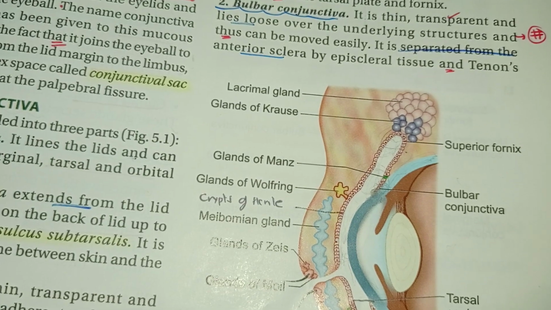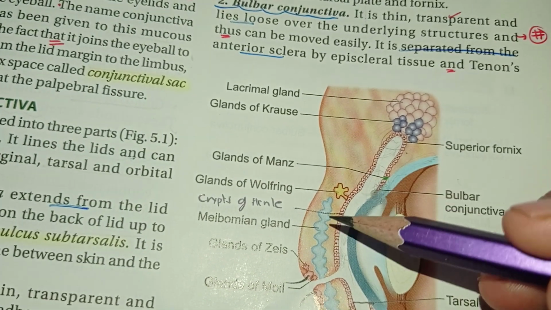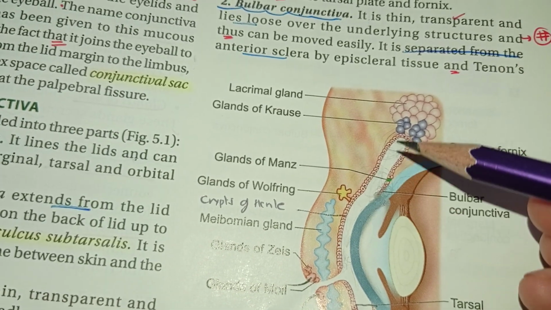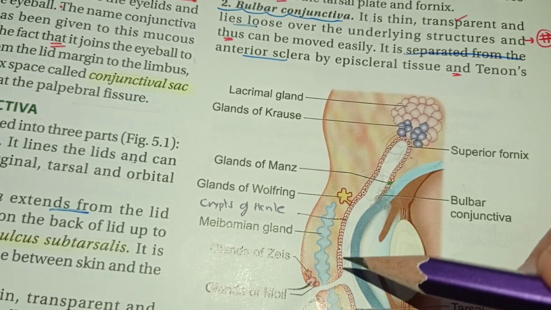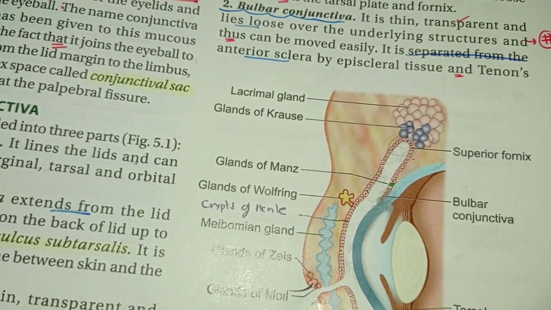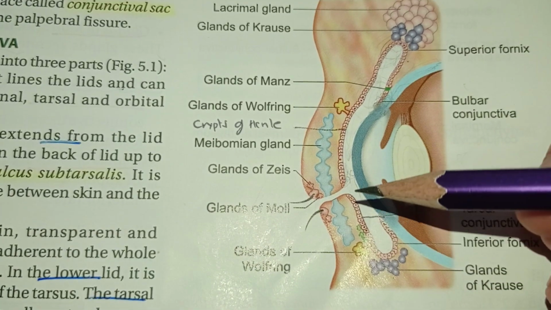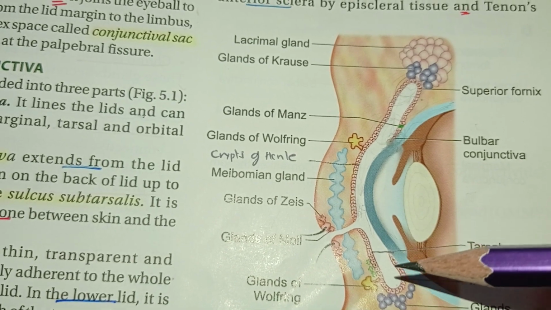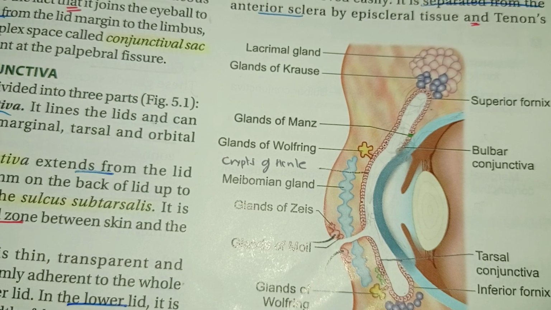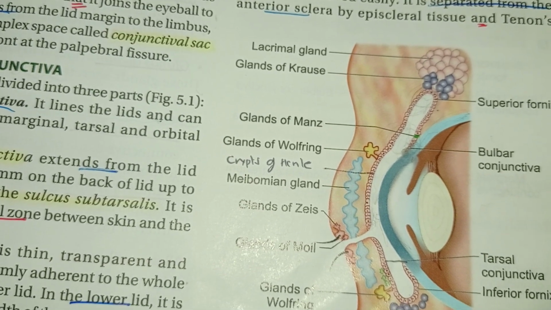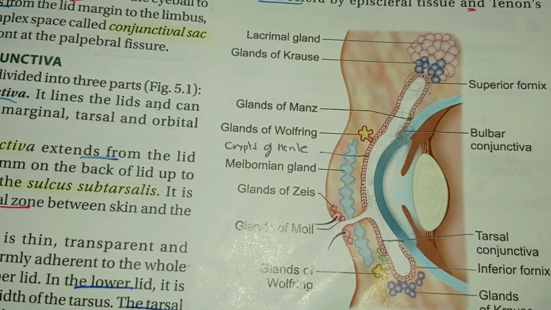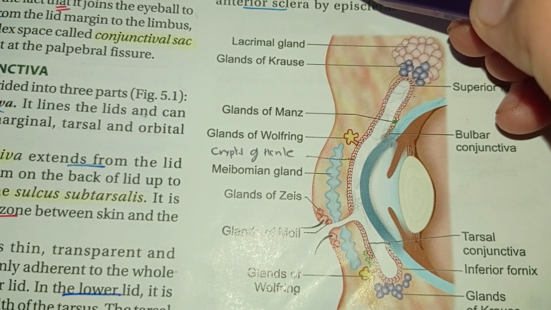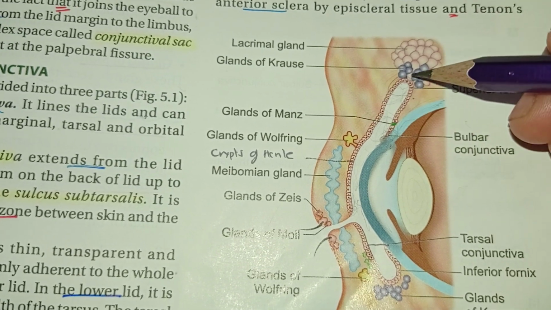Secondly, we have tarsal conjunctiva. It is thin, transparent, and highly vascular, and it is firmly adherent to the whole tarsal plate in the upper eyelid, and it is adherent only to the half width in the lower eyelid. So the tarsal glands can be seen through it as yellow streaks. After that we have orbital conjunctiva. It lies between the tarsal plate and the fornix.